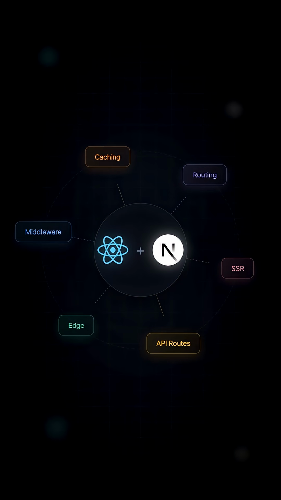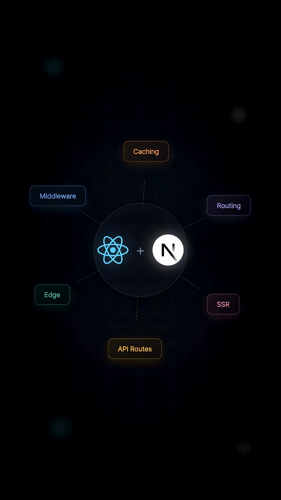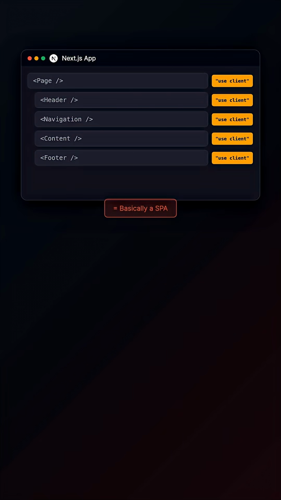So think of it like React, but all beefed up with a bunch of extra features. And if we have these features, we might as well use them and understand when and why we're using them. What I'm seeing developers do is they'll spin up a Next.js application, then they'll make all their components be client components. So they're basically creating a single page application.